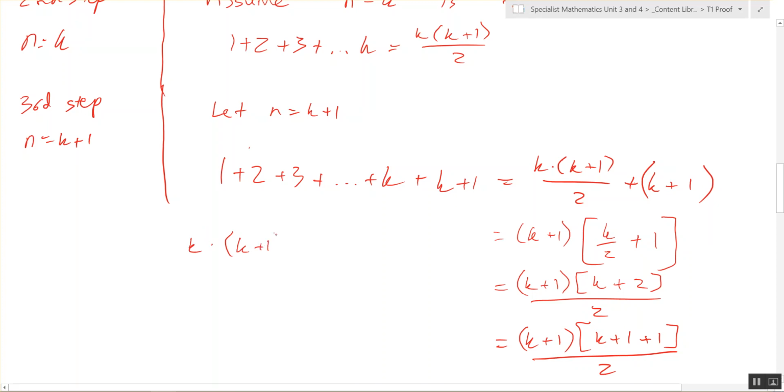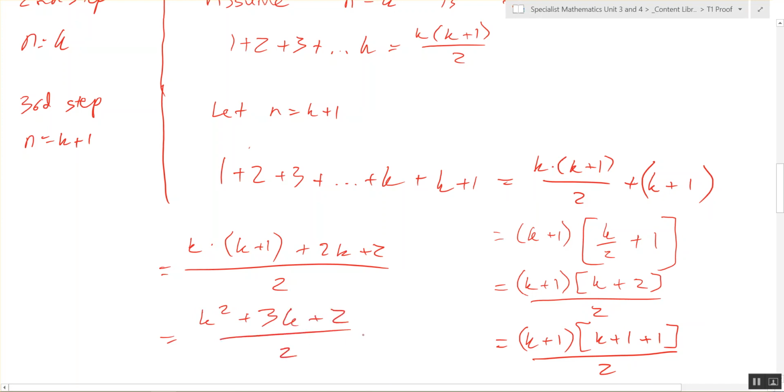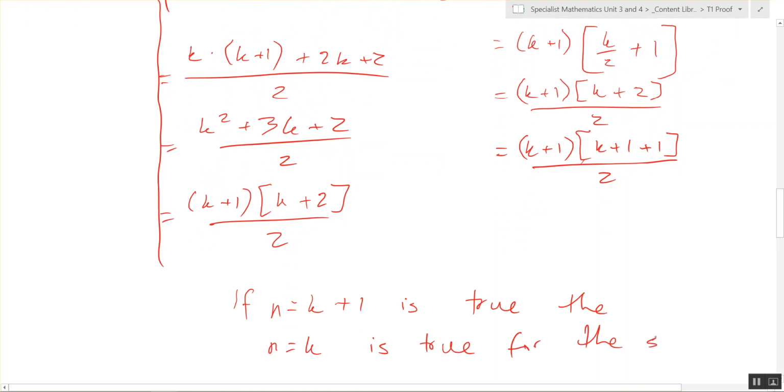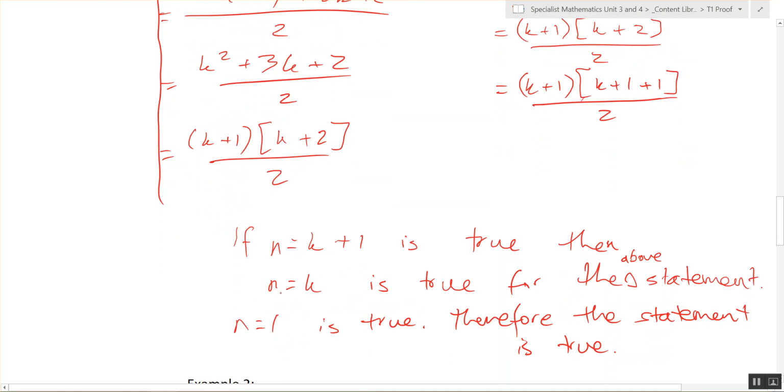K times k plus 1 plus 2k plus 2, over 2. Now we want to get it to look like that. That's so much easier. So then we multiply that out: k squared plus 3k plus 2 over 2, which then factorizes to that. So there are 2 different ways. Your brain will work in different ways. I will give marks to both ways. Big last statement: if n equals k is true, then n equals k plus 1 is true.